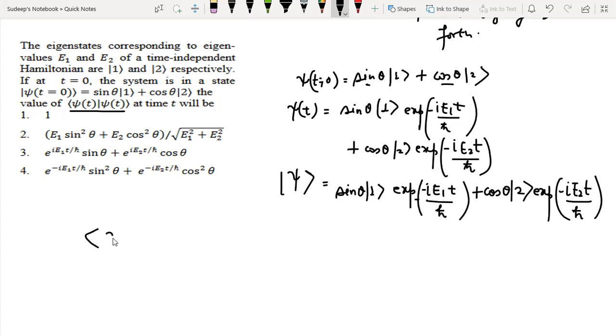And if I want to find psi with psi, it basically implies the norm of this particular wave function psi t, which would be simply, I would write it here. It would be sin square theta, then cos square theta, and again, one interference term should come, and we'll write it here.